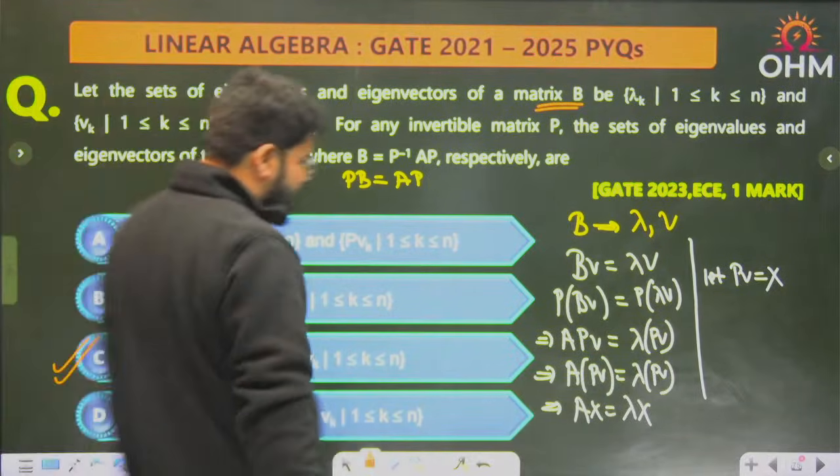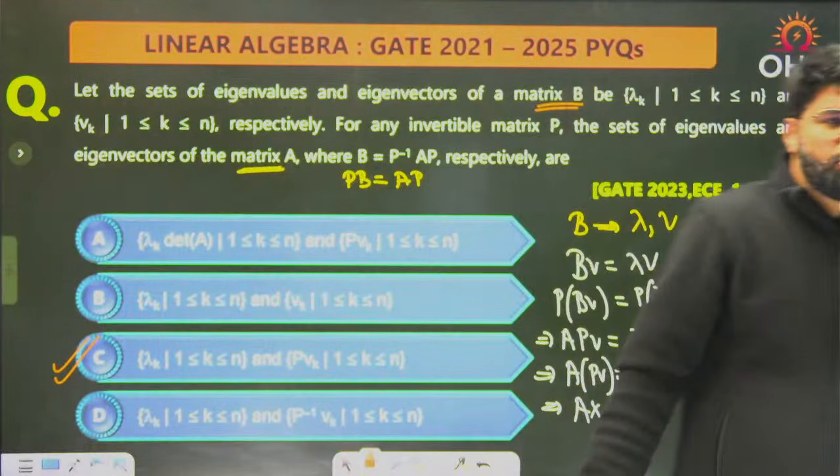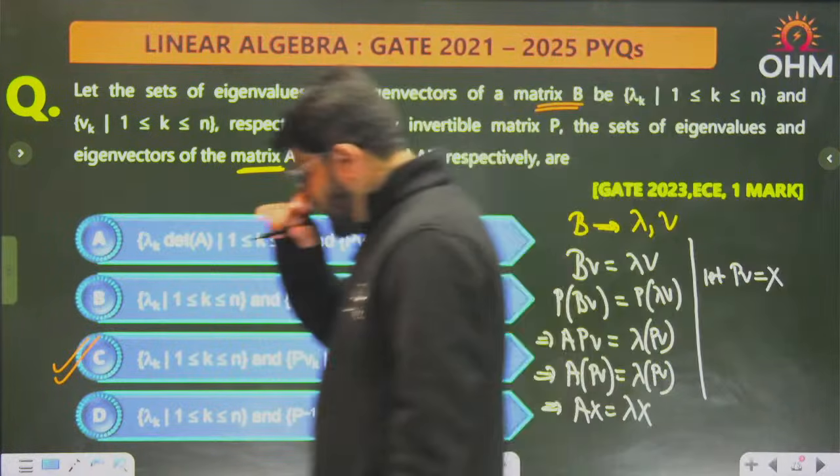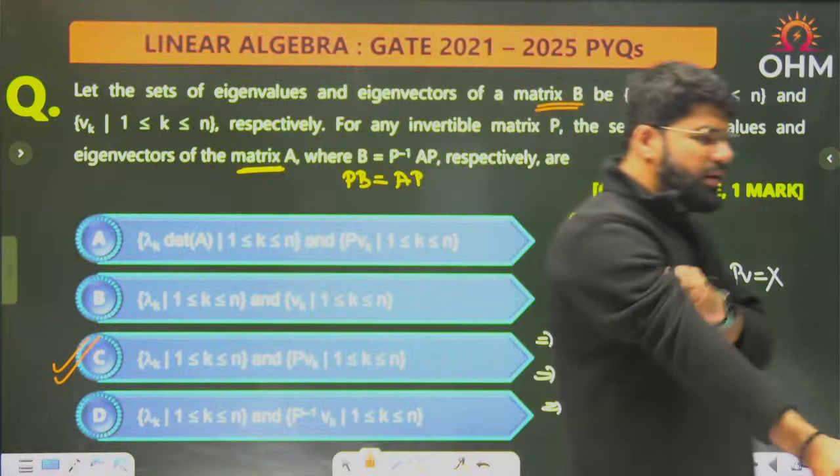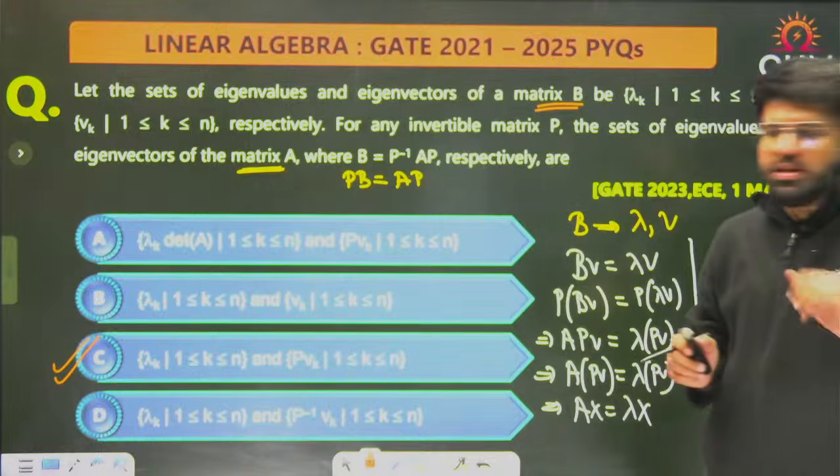Those of you who have completed diagonalization of matrices, this is a concept related to P inverse AP, the diagonalization concept. But anyways, we have solved it by the normal eigenvalue and eigenvector logic as well. Any doubt? Please let me know.